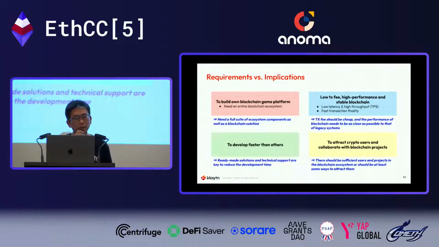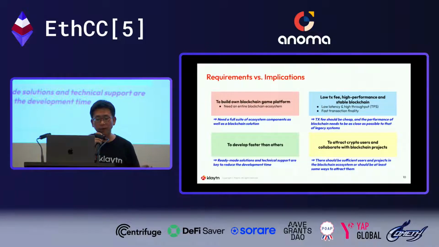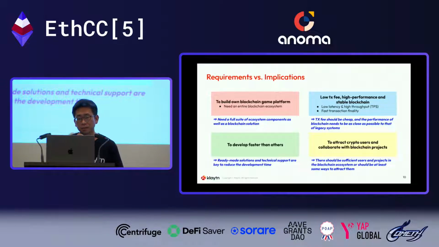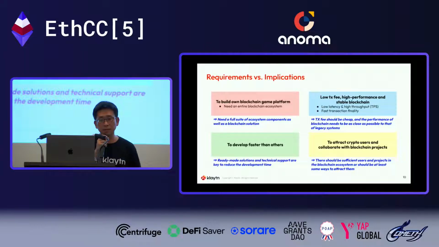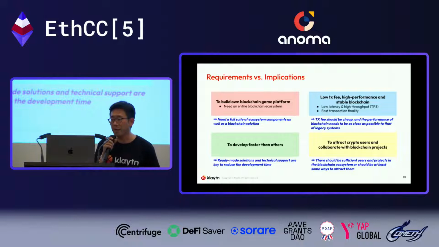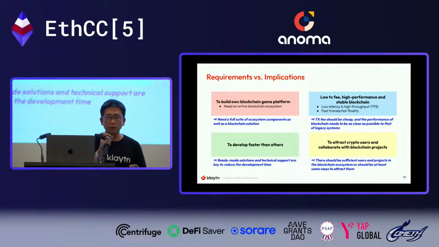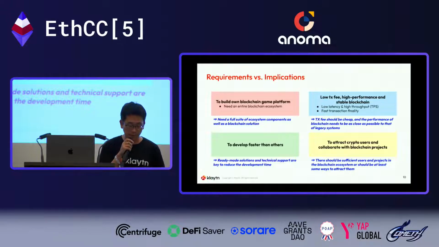And the third one is, to reduce the development time, we have to provide them with ready-made solutions or technical support. Without them, they might go to other solutions or other chains. And the last one is, of course, more users and more partners are better, but it's not that easy to have that kind of ecosystem. But at least we have to provide some ways to attract people or attract ecosystem projects.